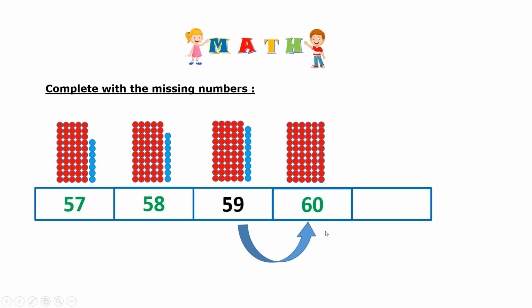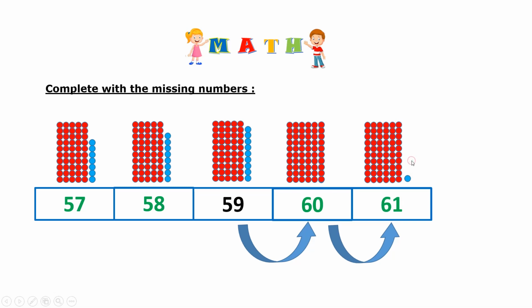Great job. Now the number after 60 is what? It's that I have 6 tens and I will add 1. 60 plus 1, it's 61. Great. Now don't forget to read 57, 58, 59, 60, 61. It's all correct. Great job.